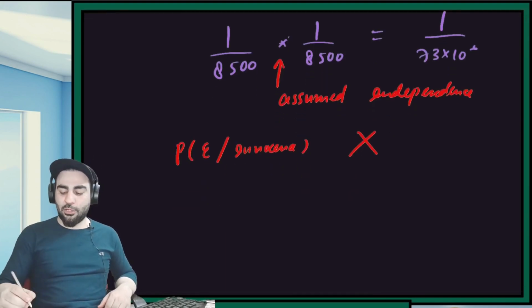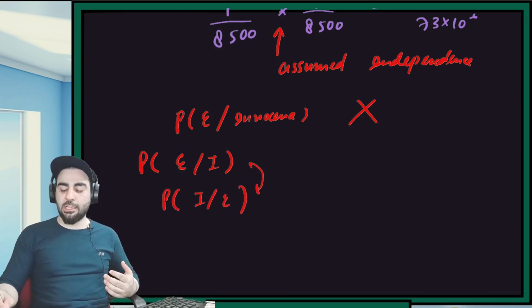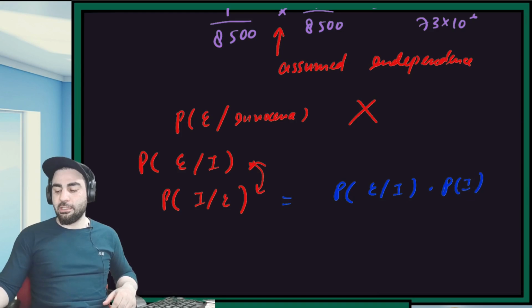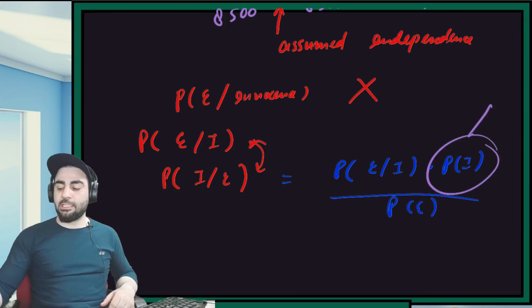Probability of evidence given innocence was computed, but the thing that should have been computed was the probability of innocence given evidence. And you know how these two things are related: by Bayes theorem. So they should have computed the probability of evidence given innocence, multiplied by the probability of innocence, divided by the probability of evidence. That's what they should have computed. And now in here, you know, this is pretty high.